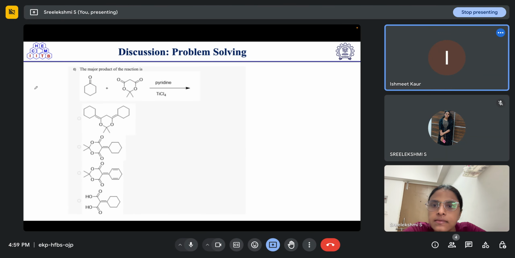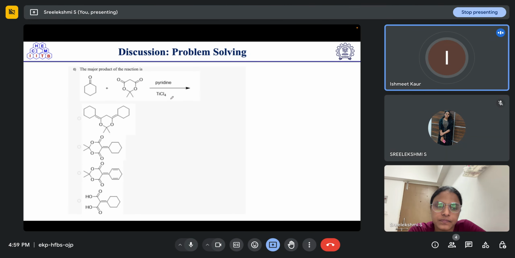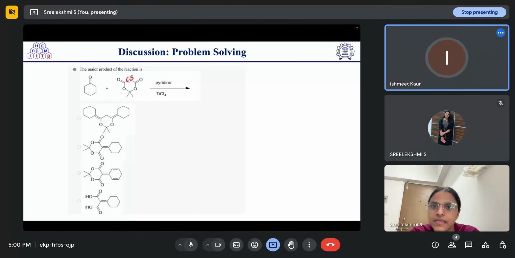Next one, the major product of the reaction. So this aldehyde, this keto compound, and this diester in the presence of pyridine and tin chloride. Here also we have to see which one will be more acidic, from where the proton will be abstracted first. The hydrogens on the carbon between those carbonyls will be more acidic, right? Yes, it is an active methylene compound. Then this carbon will be attacking over here. This will attack this. So option B is correct, ma'am.